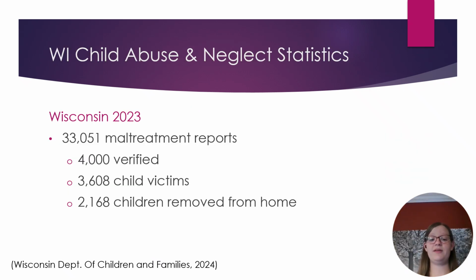The Wisconsin Department of Children and Families in 2023 received 33,051 different maltreatment reports, of which 4,000 were verified. This represents 3,608 different child victims, and of those kids, 2,168 were removed from their homes within 60 days of the report due to concerns about their safety.